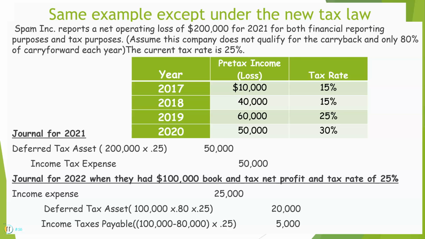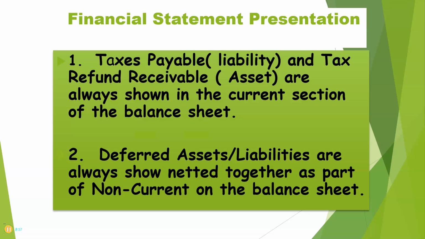So here's another thing to remember. Taxes payable is a liability, and tax refund receivable is an asset, and are always shown in the current section of the balance sheet. Deferred assets and liabilities are always shown netted together as part of non-current on the balance sheet. It doesn't matter if they're current. You treat them as non-current because they don't want to affect that current ratio. And that concludes Chapter 16.